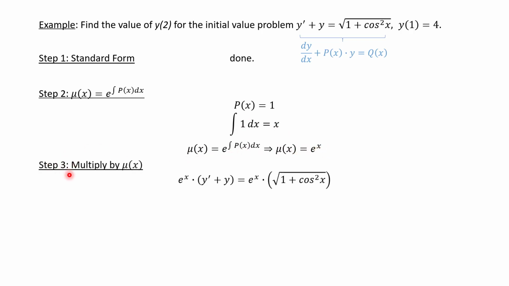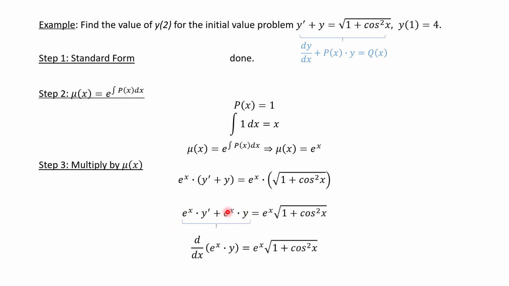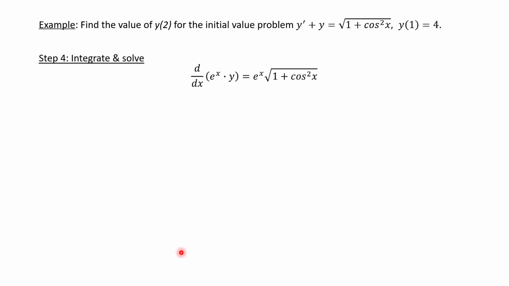Moving on to our third step, multiply by that integrating factor. So we're going to multiply our equation, same equation up here that was already in standard form, by our integrating factor, e to the x. Okay, and then go ahead and expand that out. And then there's our product rule. Just double checking again real quick with you guys. Derivative of y times e to the x plus the derivative of e to the x, which is itself, times y. Okay, and so then we get to our fourth step, which is integration.